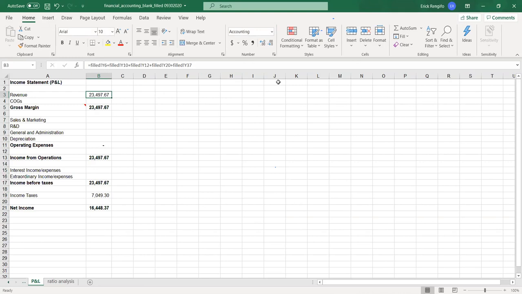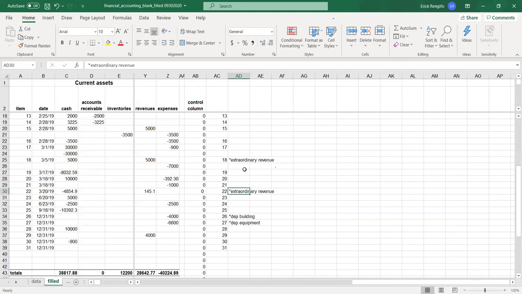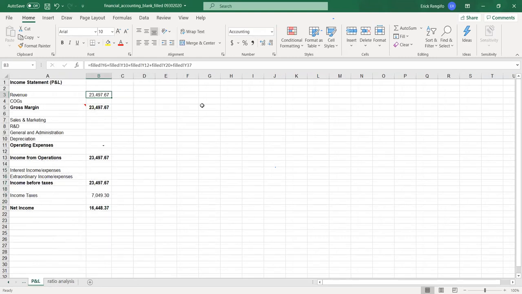So 18 and 24, correct? Those are the ones that you don't consider because those ones are extraordinary income. So transaction 18 and transaction 24, you don't consider these two numbers. You consider all the other revenues except these two numbers. 5,000. What number are we supposed to get? 23,000 something, right? 23,497, I think. Okay? Yes, that's right. Good. So now we go into cost of goods.